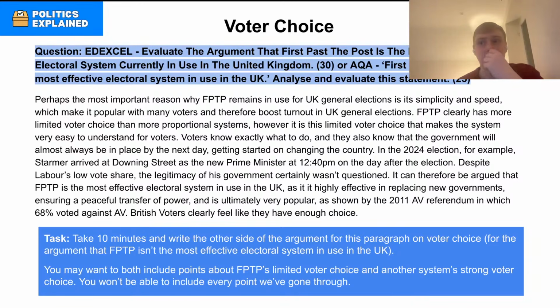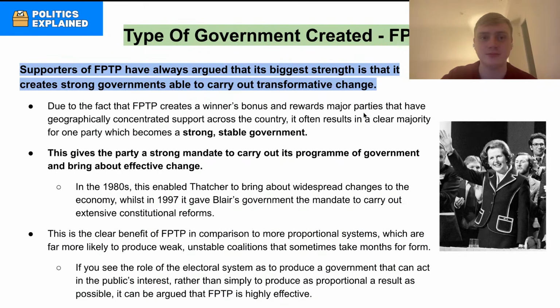Okay, the final thing we're going to have a look at, before we look at some really key A-star tips for analysis and evaluation, is the final criteria, type of government created. This is, of course, the strongest criteria for first past the post. Supporters of first past the post have always argued that its biggest strength is that it creates strong governments able to carry out transformative change.